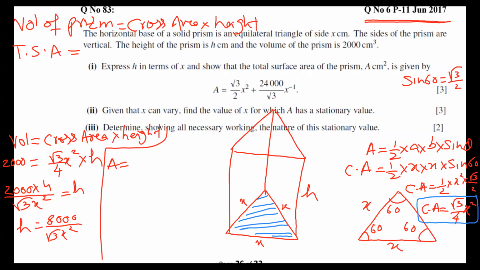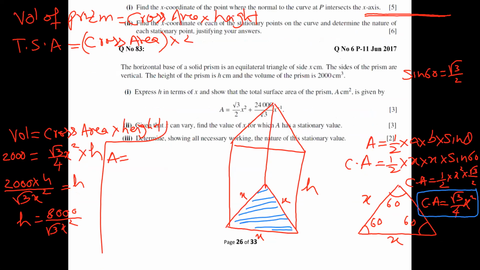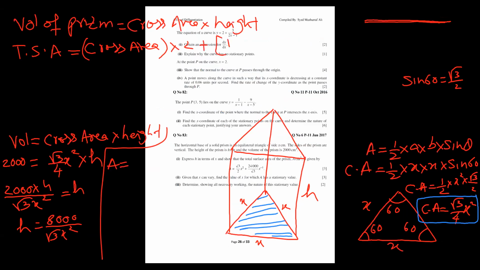There is one formula we can do in two ways, one manually and one with the formula. What is the formula? Cross area into 2, cross area multiplied by 2. You ask, why into 2, sir? Let me make this question a little smaller so you can see easily. What is the formula? Cross area into 2 plus perimeter of cross area into height. We studied this formula in O levels. But wait a minute, I will explain in detail, inshallah.